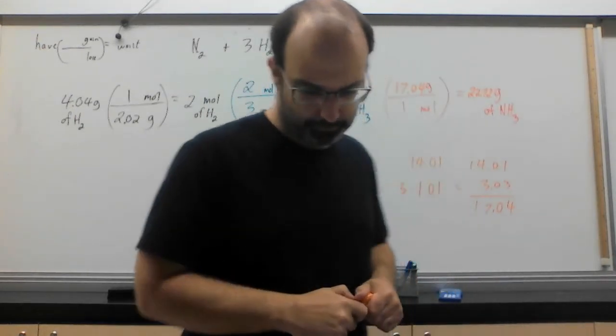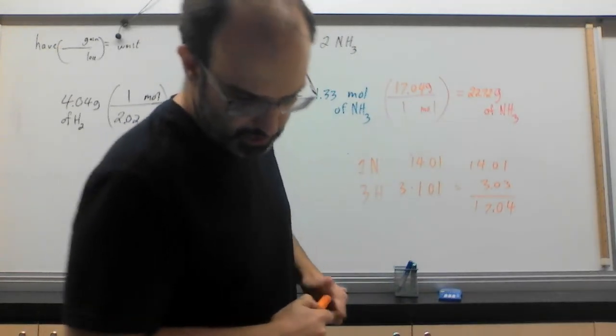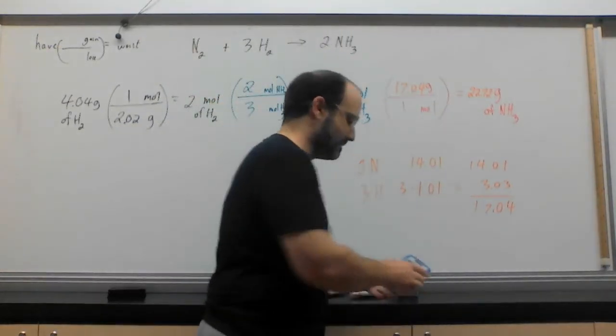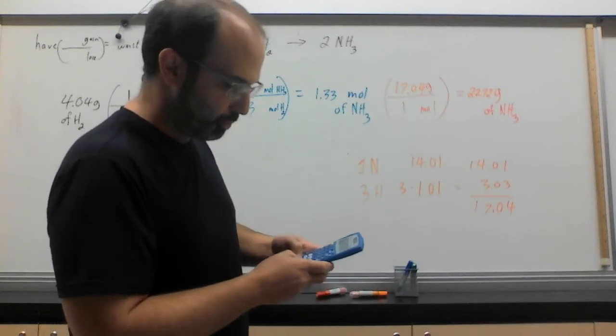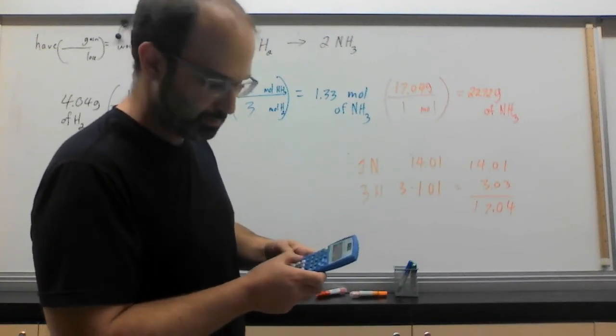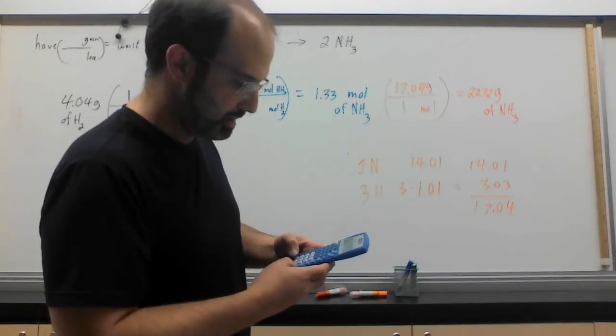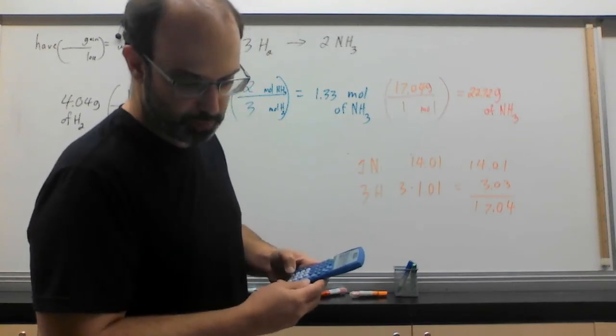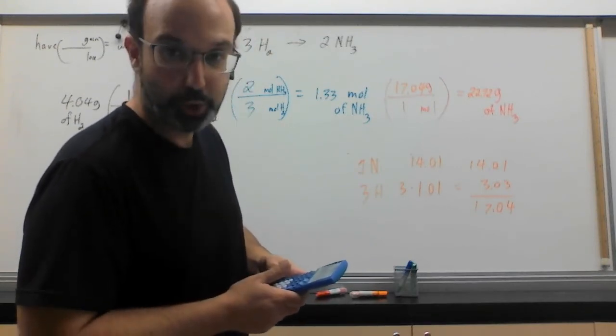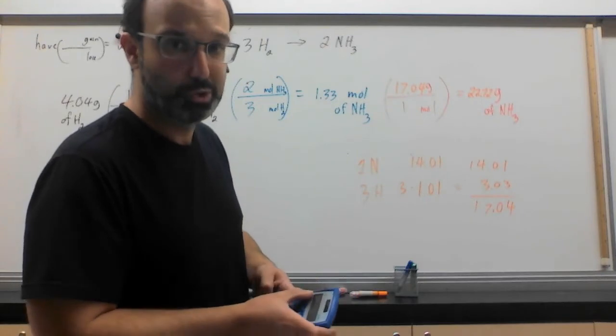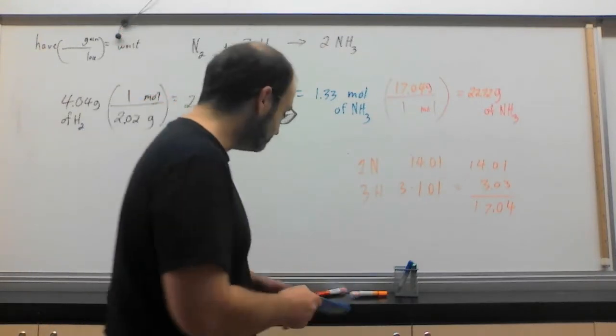And that is not what I got. What happened here? Did I type something in wrong? Or did I just have a mistake in my answer key? Let's see. 1.33 times 17.03 equals. No, I'm getting 22. Must have a mistake in my answer key. Oh well. I'll fix that up. 2 mistakes. Man, I'm on a roll.